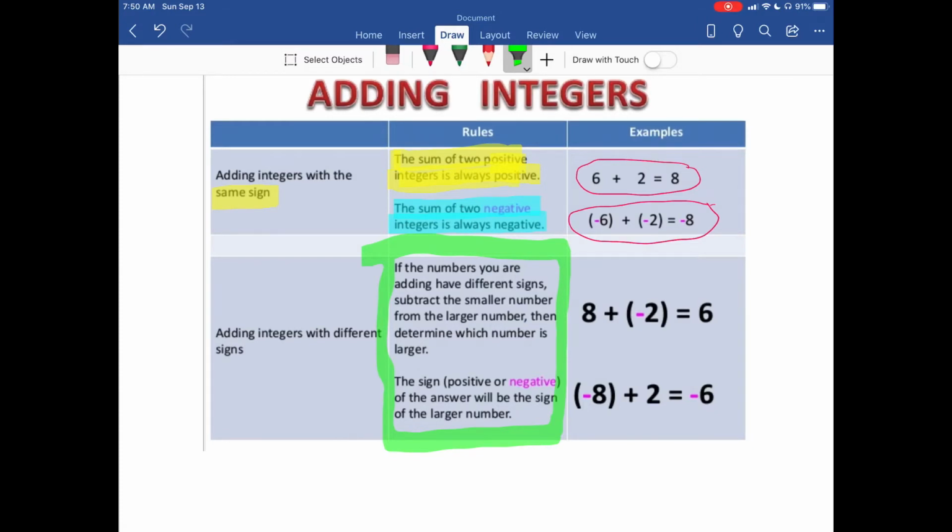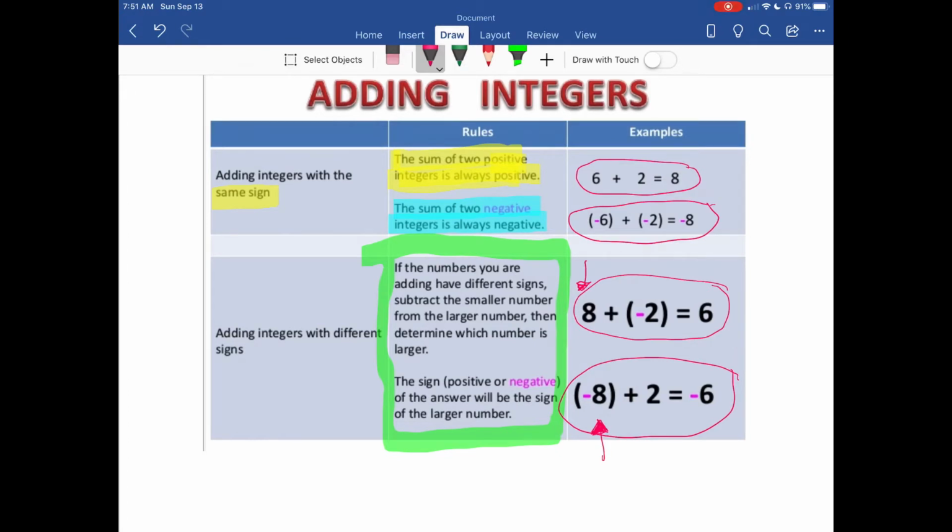And the resulting sign is going to be dependent on which of those numbers is the larger. So here's our example with 8 plus negative 2. 8 is the bigger value, and so that results in a positive 6. Whereas in this situation, negative 8 is the larger absolute value sign. So that means when we add negative 8 and positive 2, we get negative 6.